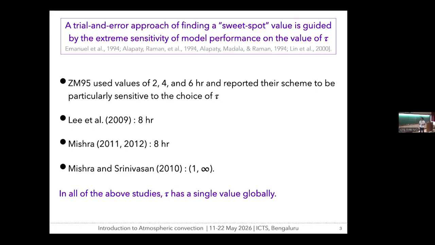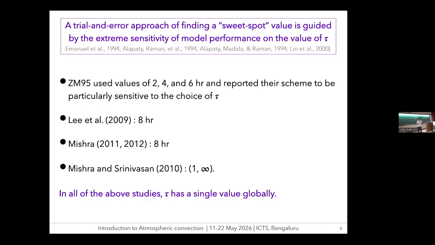People actually have played with tau for a long time because it's a very interesting, important and sensitive variable. Even when Zhang McFarlane introduced their scheme in the 1995 paper, they themselves tried 3 values of tau: 2 hours, 4 hours, and 6 hours. And then Lee et al., in their single column experiments with CAM, tried a maximum of 8 hours. They actually had tried other values as well.